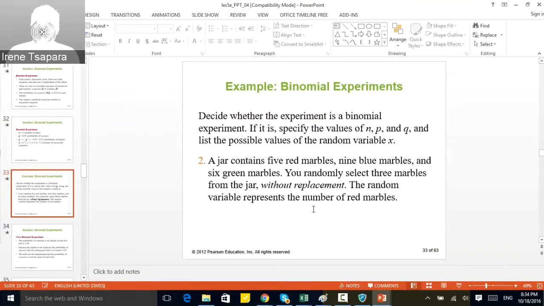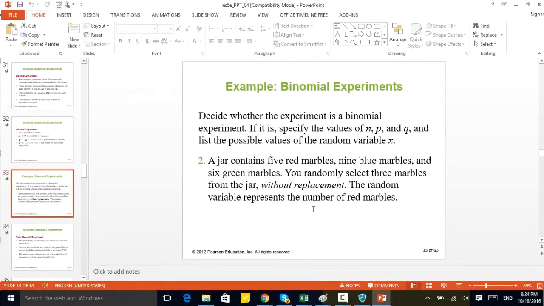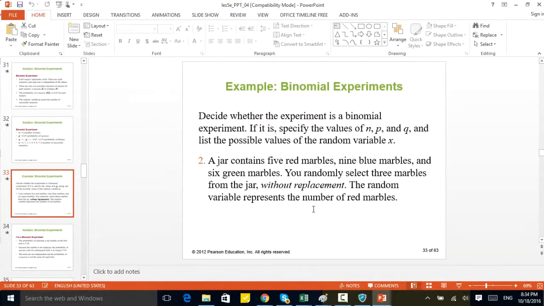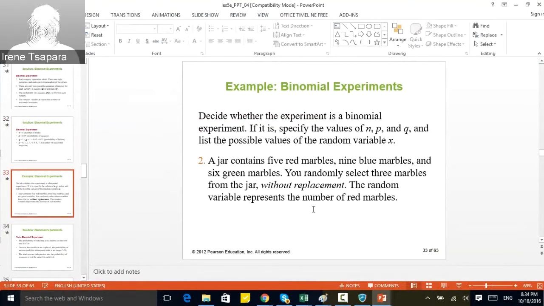There is a small problem. You have 3 different colors. By having 3 different colors, this means that you have 3 different probabilities. You don't have 2 outcomes, you have 3 outcomes. You have either red, blue, or green. So you don't have success and failure. You have 3 different cases. So if any of the requirements fails, the experiment is non-binomial.